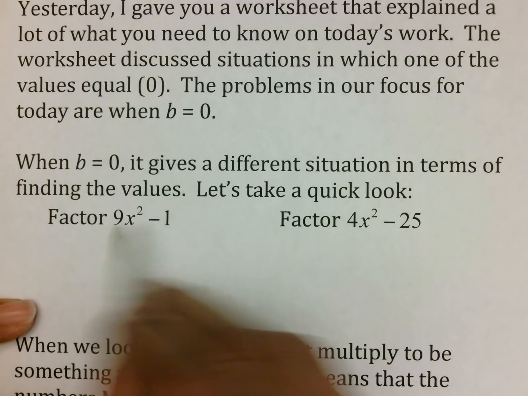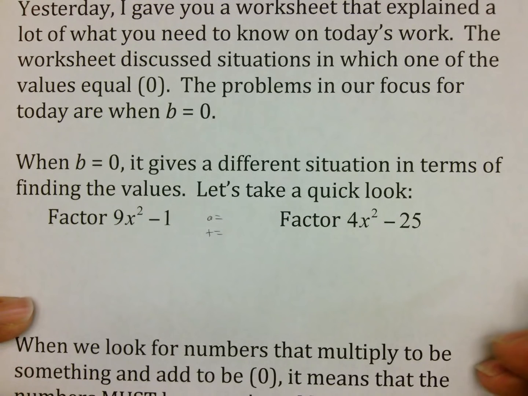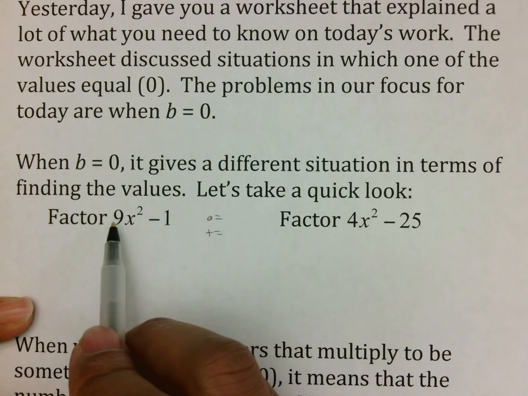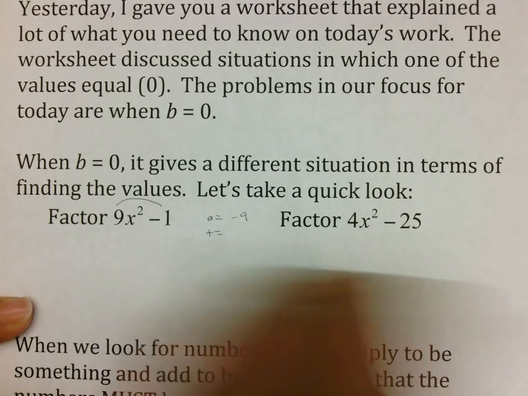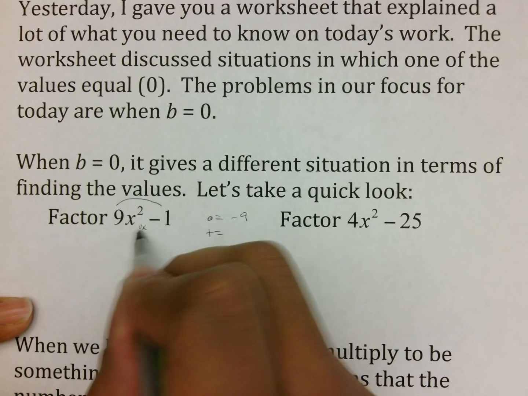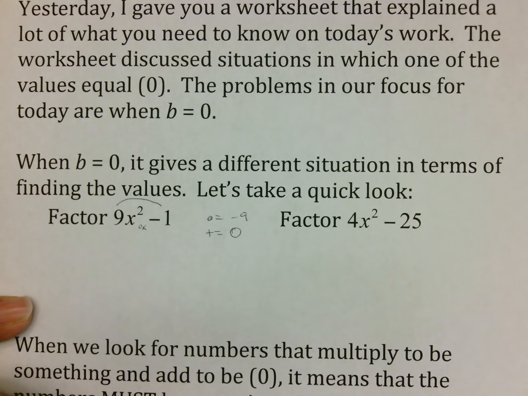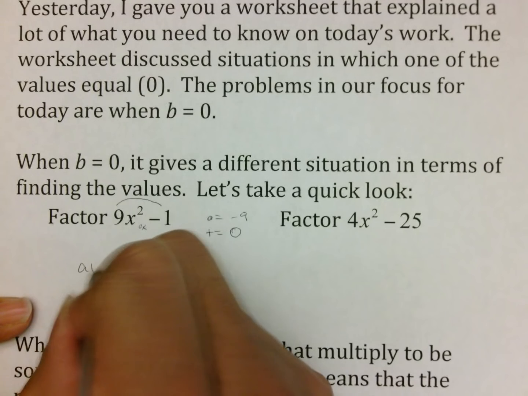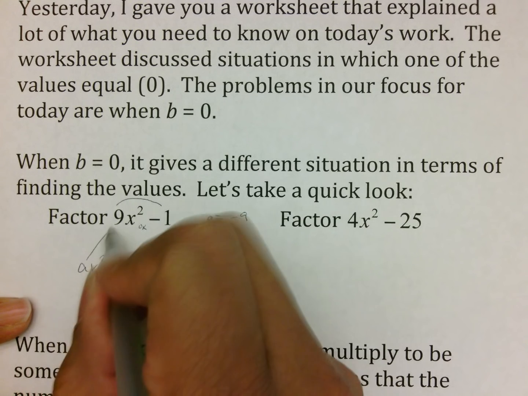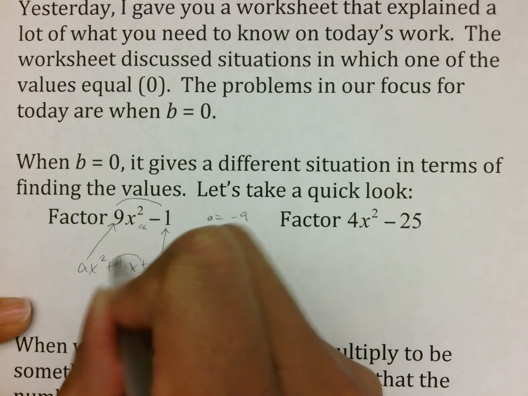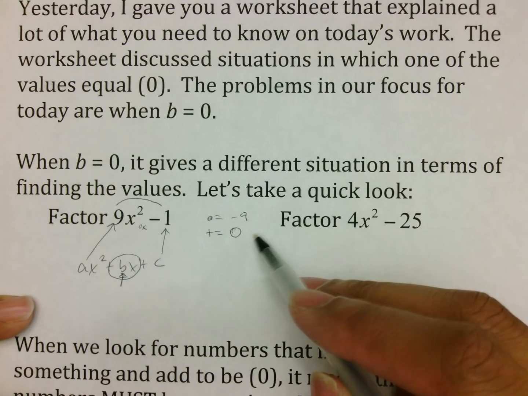When B is equal to 0, it gives a different situation in terms of finding the values. Keep in mind, when we were asked to factor something, we always start off with multiplies to equal something, adds to be something else. What we learned yesterday was that yes, we still do 9 times -1, so it multiplies to be -9, but when there is no x, it means that is a 0x, which means that it multiplies to be 9 and adds to be 0. So again, if the formula is ax squared plus bx plus c, there is an ax squared, there is a c, but because there's no x, that means that b is equal to 0. And so that's where that comes from.